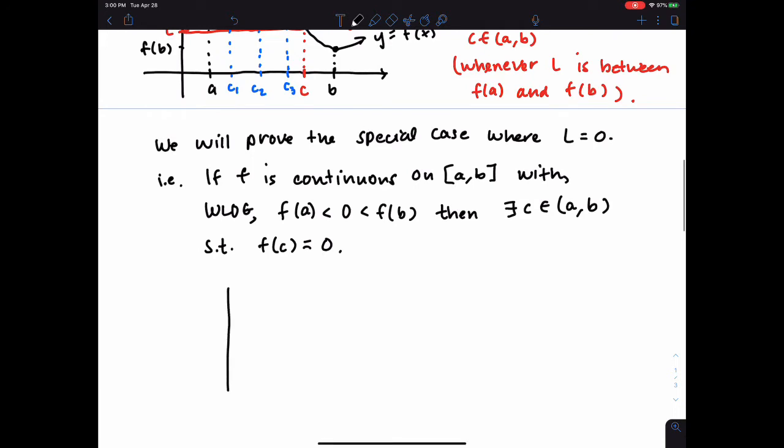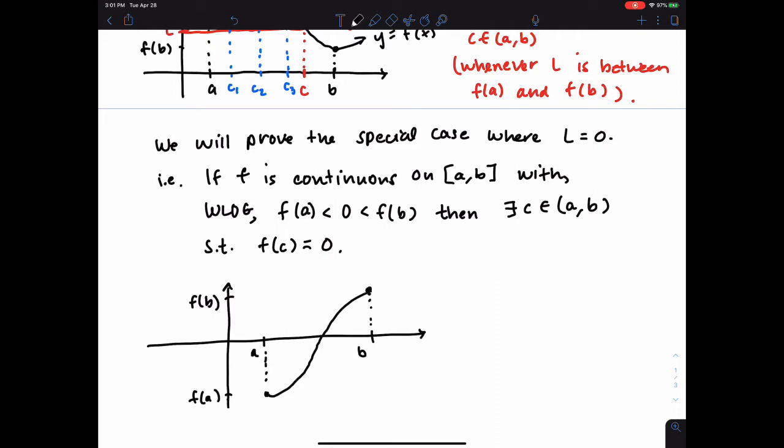So I'm thinking of this as a function where if this is my a value, f of a is going to be down here. It's going to be negative. And if this is my b value over here, f of b should be positive. And I want to prove that there has to be some place where I cross the x-axis. So I'm trying to say that I have a c value right here where f of c is 0.